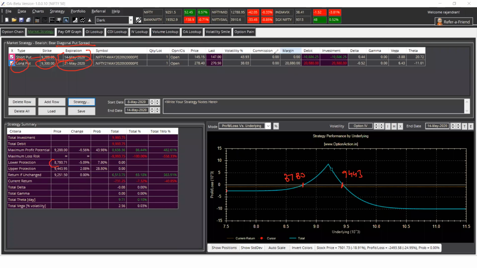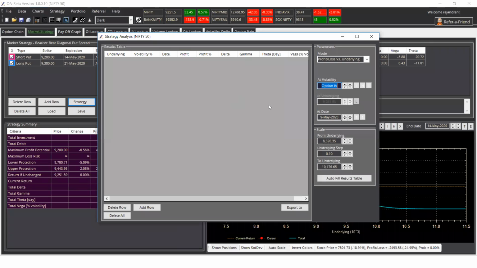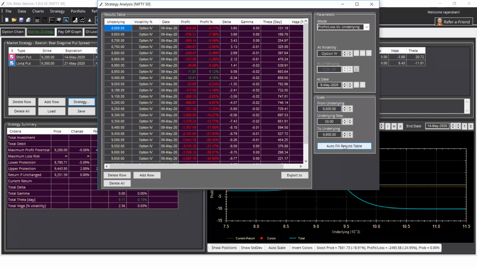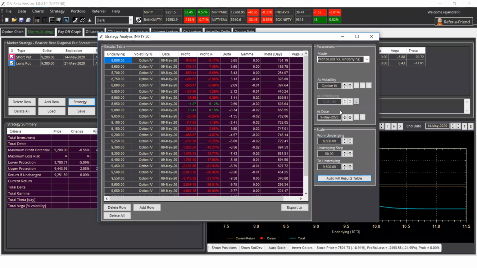Right? So there is a simple way to estimate a what-if scenario. You can go to strategy, go to analysis, and say, what if the Nifty is going to expire anywhere between 8,600 and, let's say, a step size of 50. And on the upside, I'm just expecting 9,800 as the maximum. If I check it out, it will give me an estimate for the day of expiry, which is supposed to be the 14th of May.